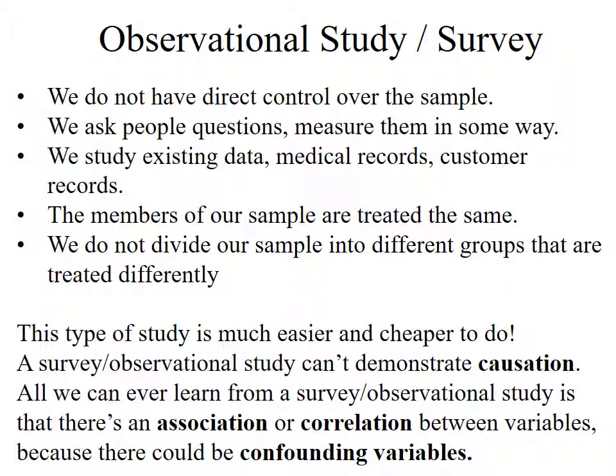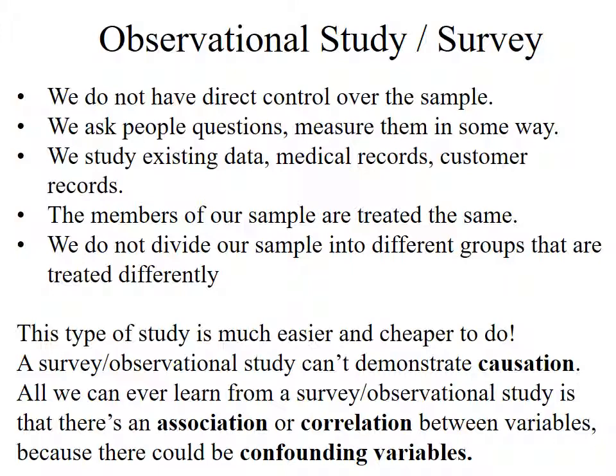This type of study is a whole lot easier, far cheaper, simpler to do, and so most studies are done in this way. But a survey or observational study cannot demonstrate causation. We can't do that because there are always these confounding variables out there. You can always brainstorm other factors which might be the actual cause. So all you can ever get from any observational study is an association, a correlation between variables, because there are always these other confounding variables and factors out there. So usually you do this first. You do a bunch of these observational studies and, hey, it looks like this.